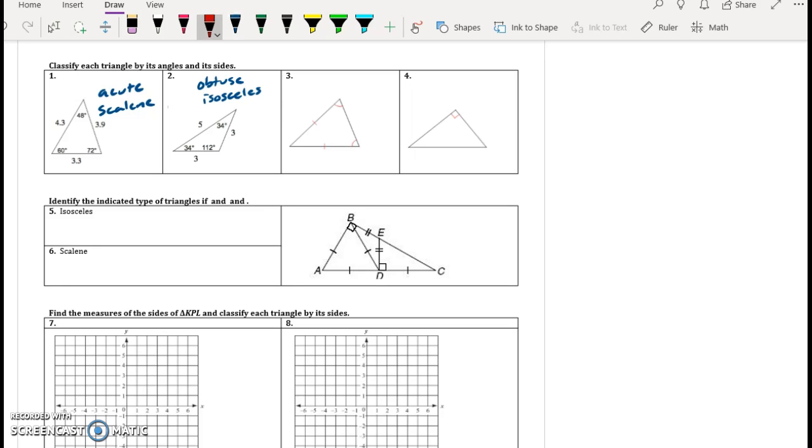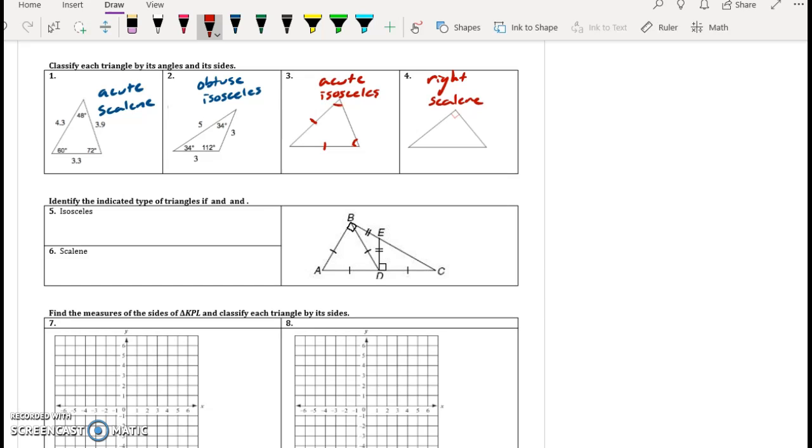For number 3, notice that there's these marks. These marks mean congruent. These arcs mean that these two sides are congruent. Therefore, this would be acute, because they are all less than 90, and isosceles. You do number 4. Number 4 is right scalene.